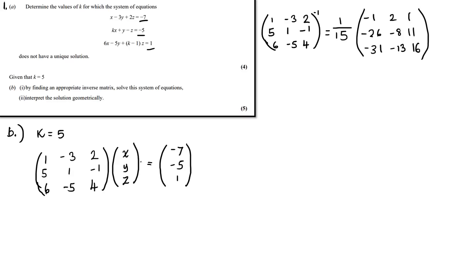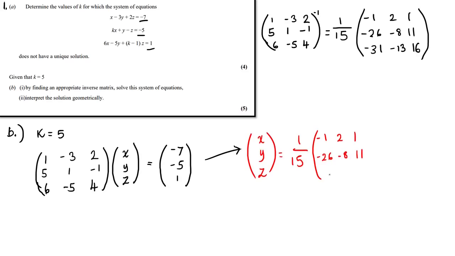So simply now, to get x, y, and z, I'm just going to multiply both sides now by the inverse matrix. So therefore, let's do it in a different color just to make it clear this is the solution. So to get x, y, and z here, this is equal to the inverse matrix here. That's going to be 1 over 15, my matrix minus 1, 2, 1, minus 26. This gets a little bit tedious. Minus 8 and 11, minus 31, minus 13, and 16. And then we times it by this matrix here, minus 7, minus 5, and 1 there.